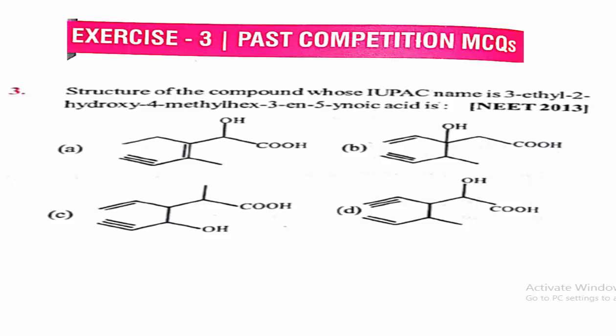Structure of the compound whose IUPAC name is 3-ethyl 2-hydroxy 4-methyl hex-3-en-5-ynoic acid. Okay, don't disturb. When you observe the question, a big IUPAC name of the compound, it is very easy. If you know all the rules, then it is very easy to write the answer. Okay, students, carefully observe the given 4 structures. First, from where can you start the numbering?